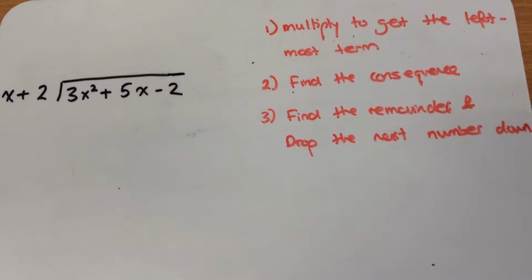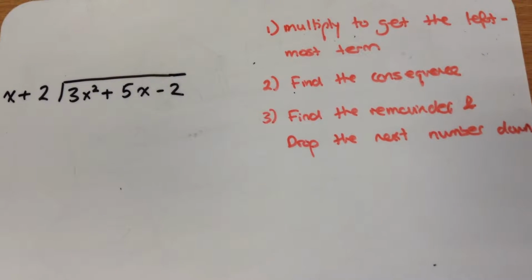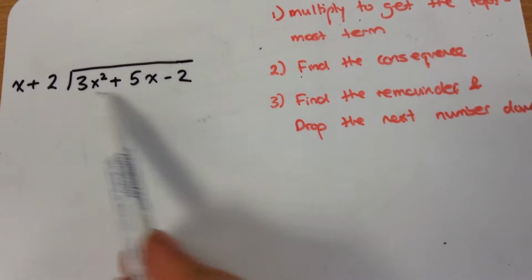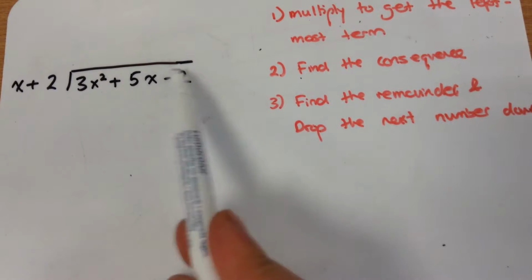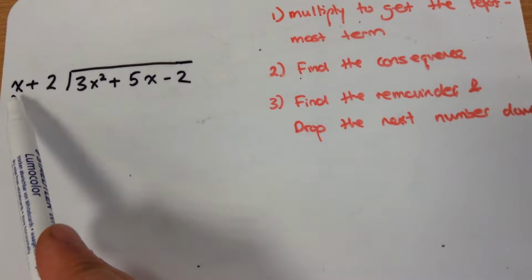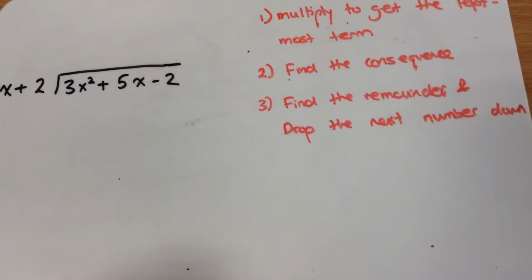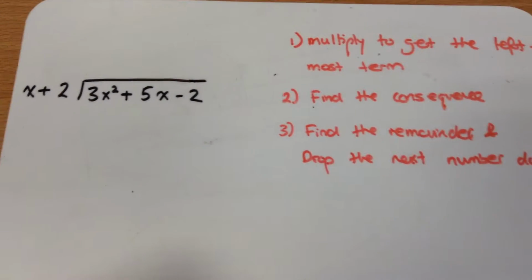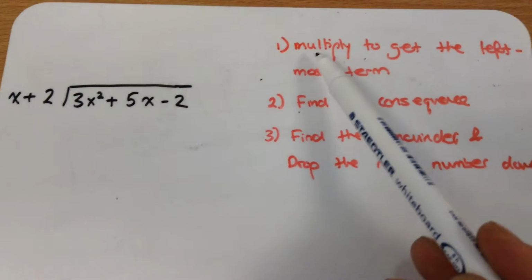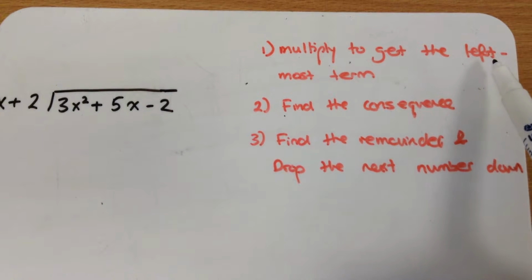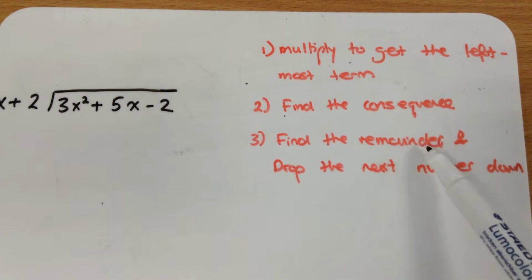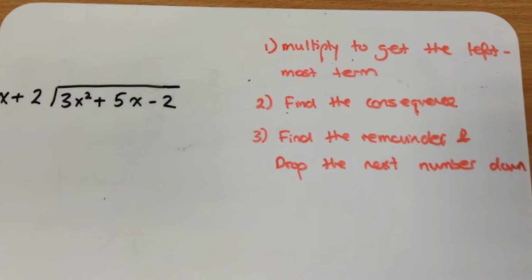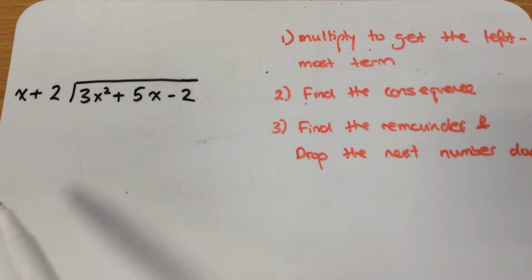Okay, so a topic we looked at in detail, which people struggle on a lot, was polynomial division. In other words, when you have an equation, 3x squared plus 5x minus 2, dividing by a factor, in other words, x plus 2. So we looked at this by breaking it down into 3 steps. The first step was to multiply to get the leftmost term. Second step is to find a consequence, and the last step is to find a remainder, and then you drop the next number down.